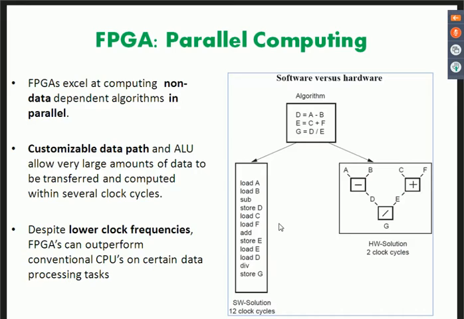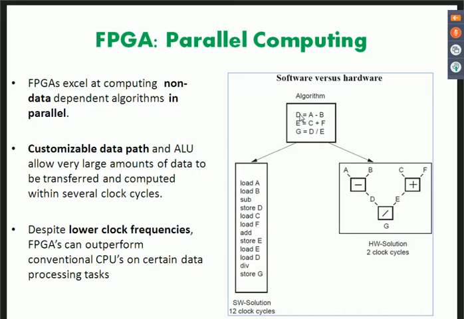All of us know that a microprocessor is a computing element that computes data sequentially. That means one instruction, one step after another step. Here there are sequential steps, and all of these steps are executed in order to execute the algorithm. For executing all these steps, the microprocessor takes 12 clock cycles. But if you go for implementing the same by using an FPGA, if you look at this algorithm, here D and E both are independent.